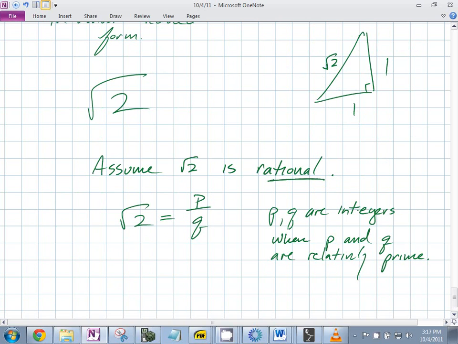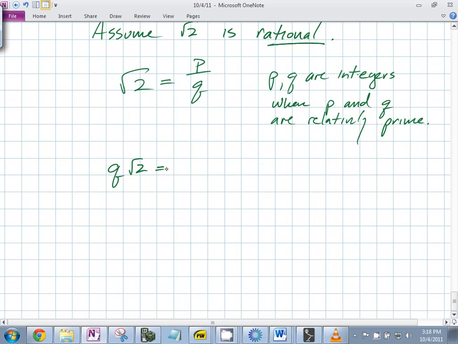Yes. Is it legal for me to square both sides? Is it still a true statement? If 4 equals 4, and I square both sides, is it still true? Yeah. So what does the left side become, Will? 2q squared. And what does the right side become? p squared.